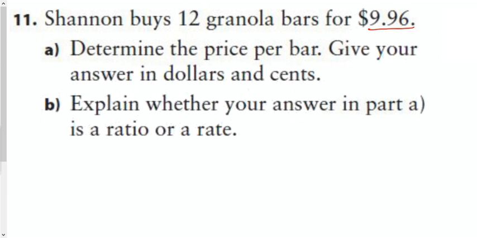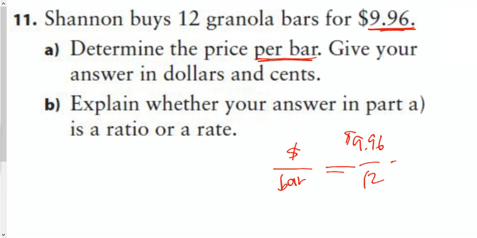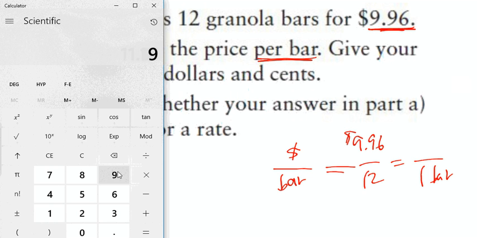So per bar, even though the money is my second number that's given, the per bar means bar is my second term. So the first thing I'm going to do is organize my brain. I want my money as my first term, my bars as my second term. Because 12 bars, 9.96. If I'm going to get it per bar, I want to know how much it is for one bar. Let's see if we can do this in our head. How many 12? No, we can't do that. Can we? Is it possible?